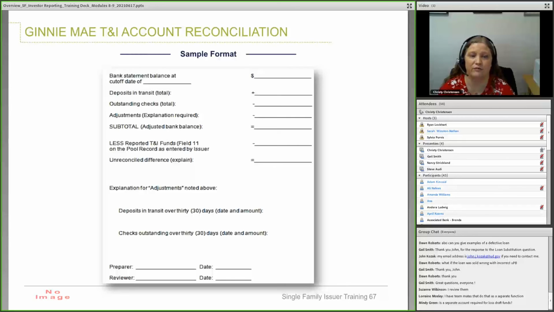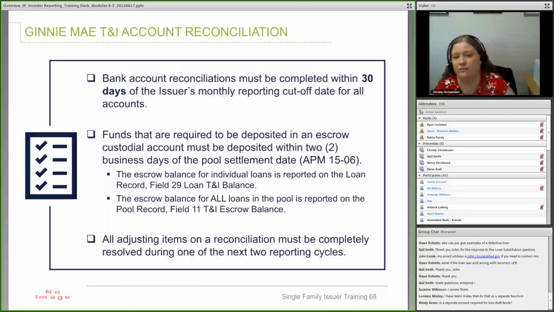And now for the T&I recon. Here is a sample format of the T&I account recon. Like the P&I recon, most issuers build this in Excel. Just like the P&I recon, the T&I bank account recons must be completed within 30 days of the issuer's monthly reporting cutoff date for all accounts.